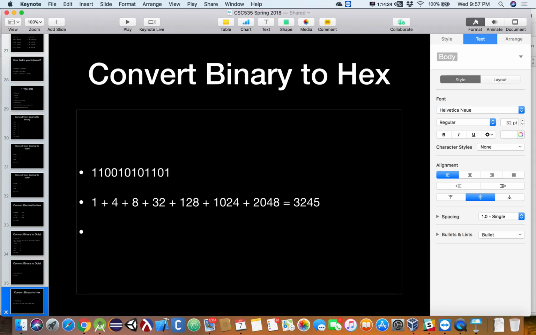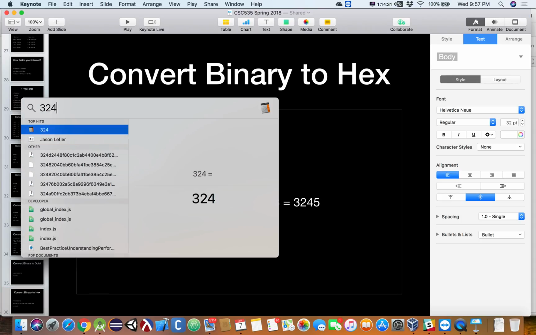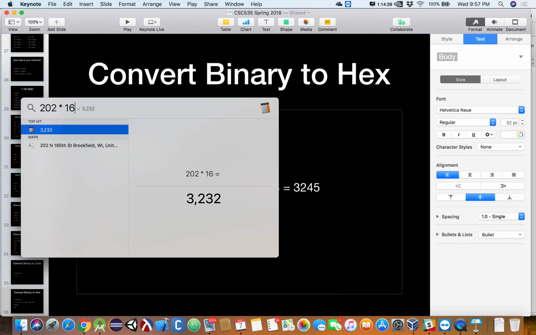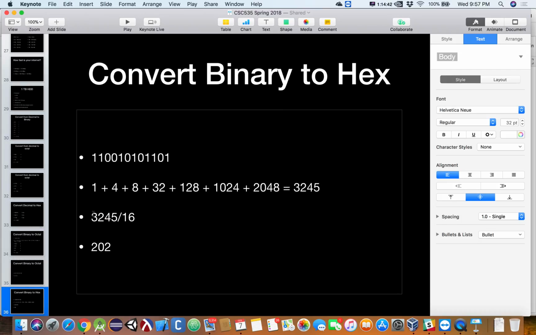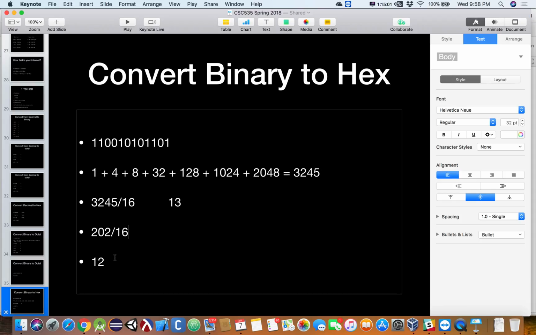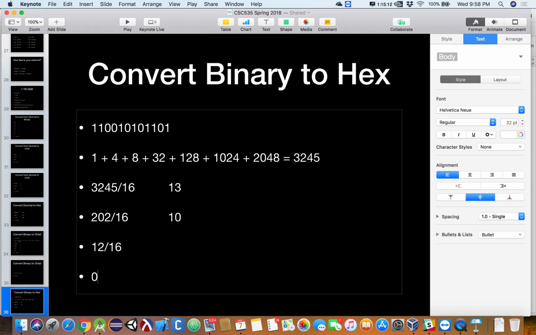All right, so then we're going to convert 3,245 to base 16. So we're going to divide that by 16. 3,245 divided by 16 is 202. 202 times 16 is equal to 3,232. So that's 13, remainder 13. 202 divided by 16 is 12. 12 times 16 is 192. It's remainder 10. 12 divided by 16 is 0. 0 times 16 is that. Remainder 12.